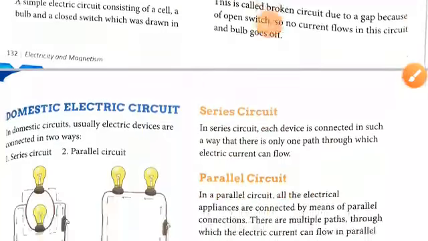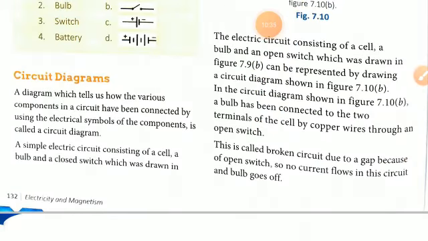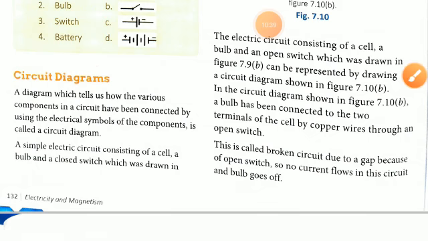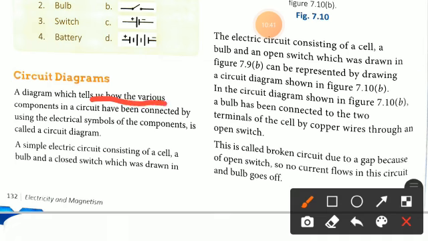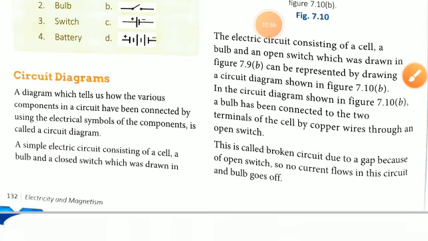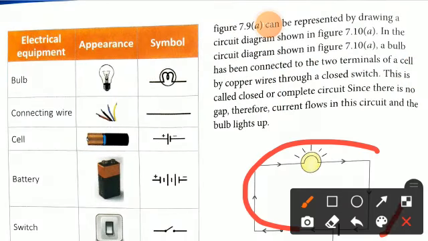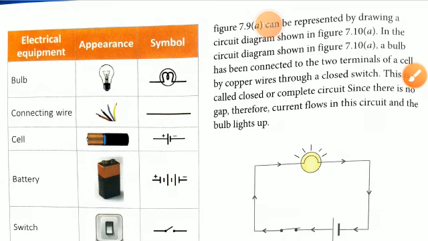So circuit diagrams, we will now discuss the circuit diagram. A circuit diagram is a diagram which tells us how the various components in a circuit have been connected by using the electrical symbols of the components. A simple circuit consists of a cell, a bulb and a closed switch, which is drawn here. You can see that this is the figure. This is a circuit symbol. This figure can be represented by drawing a circuit diagram shown here.